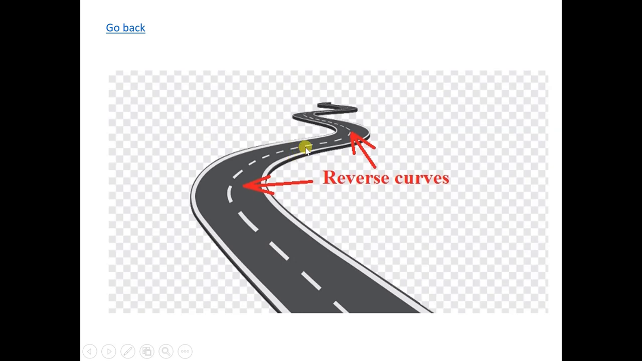Even though you may have a short tangent, of course it's desirable to have a longer tangent, a longer stretch between the two curves. But having said that, if you have a spiral, it's a transition from the circular curve to the straight. So the spiral will provide the sort of adjustment length as well for the drivers to adjust the steering.